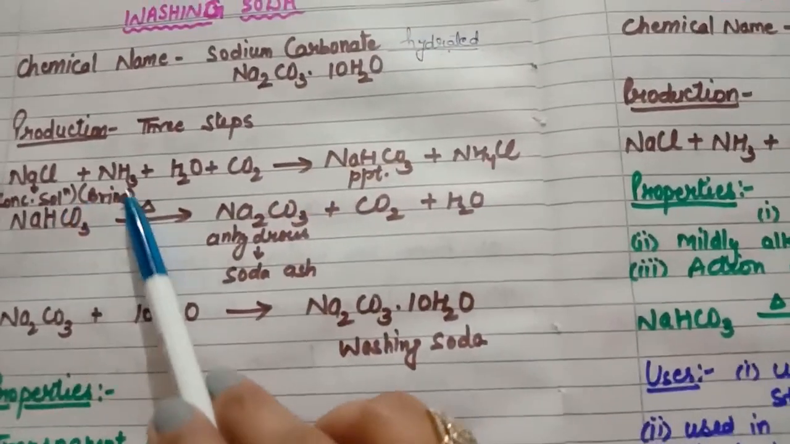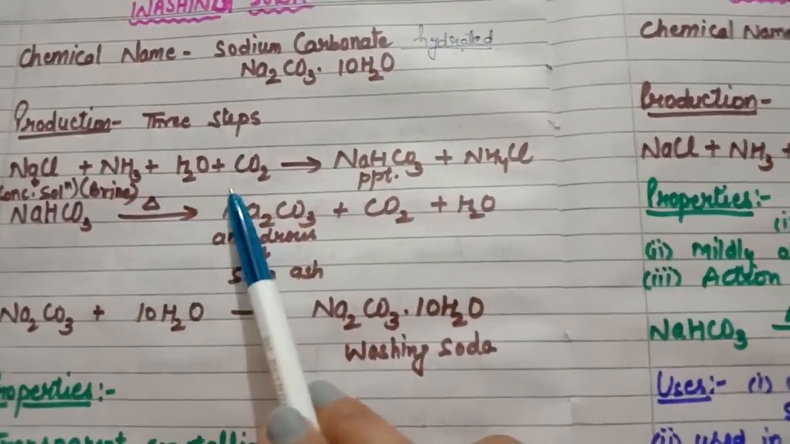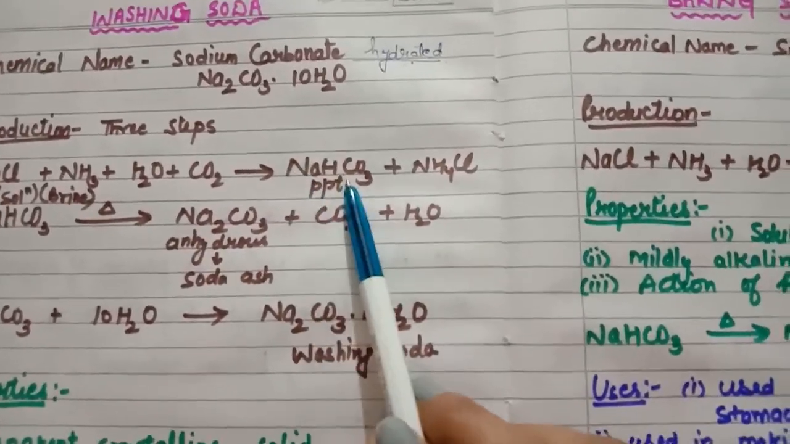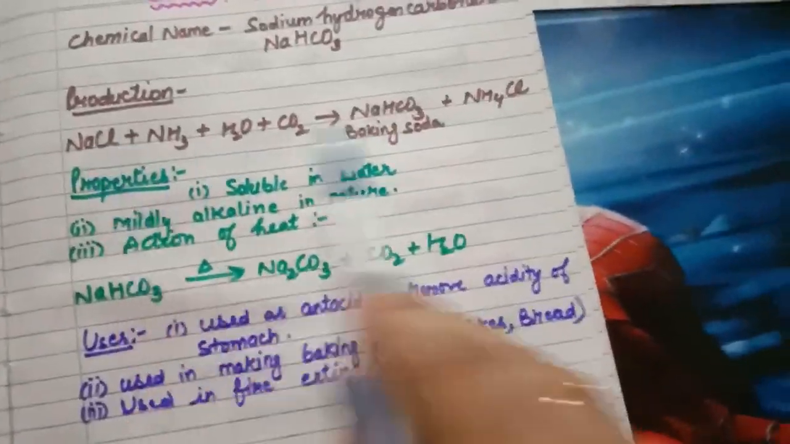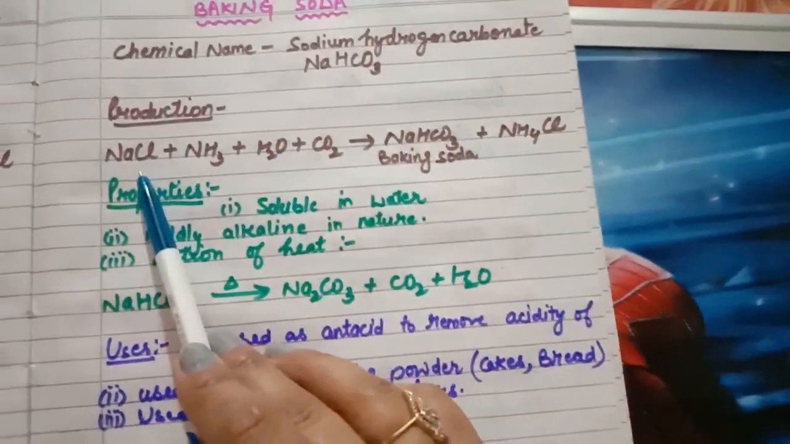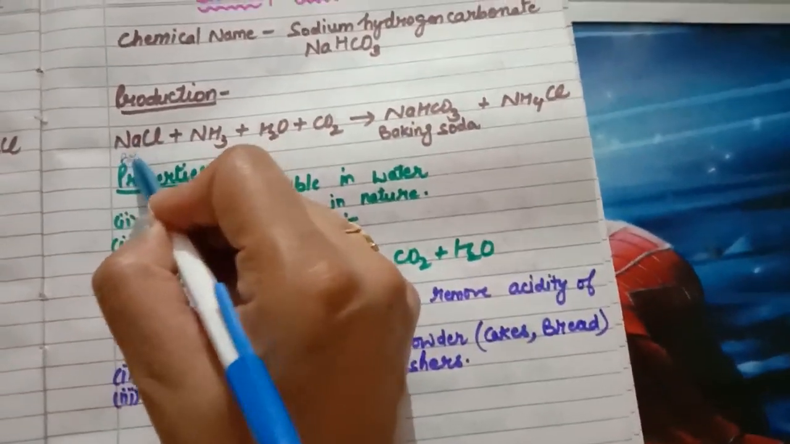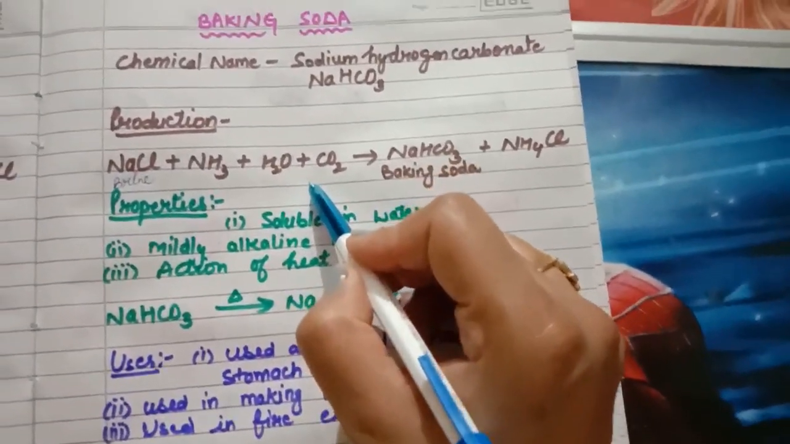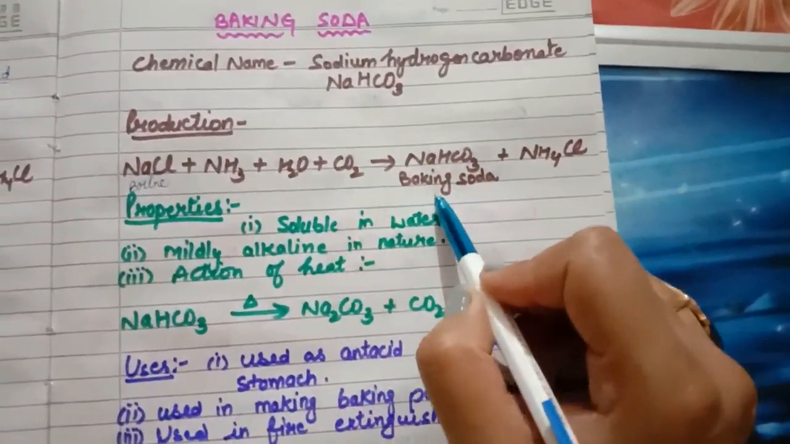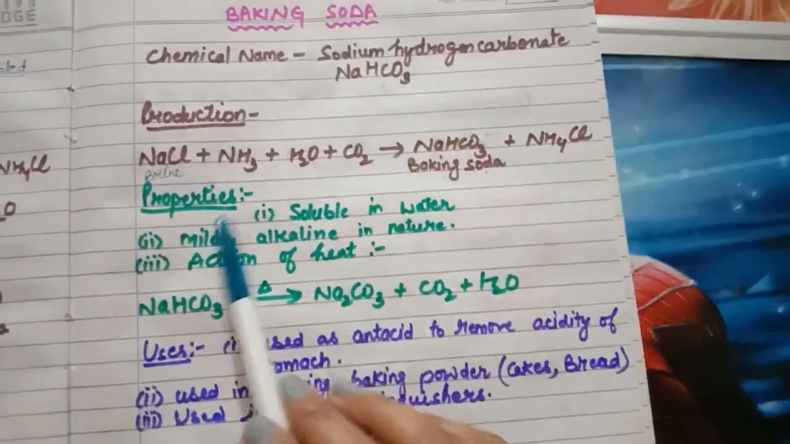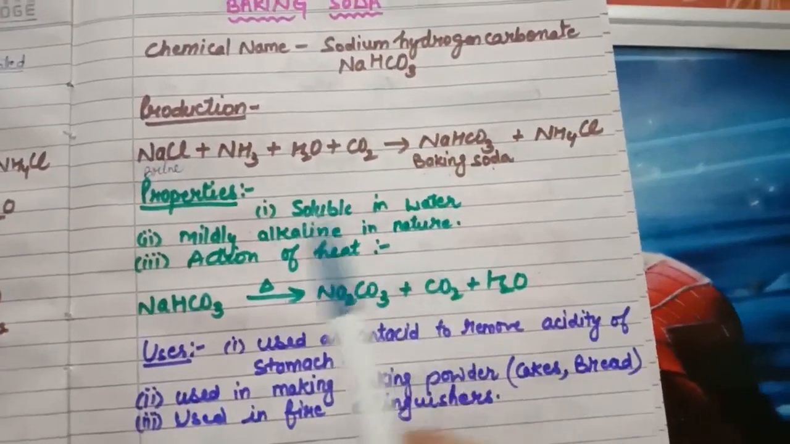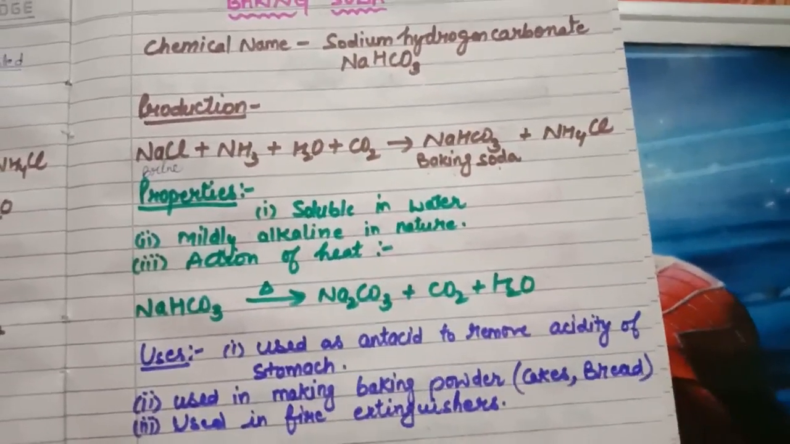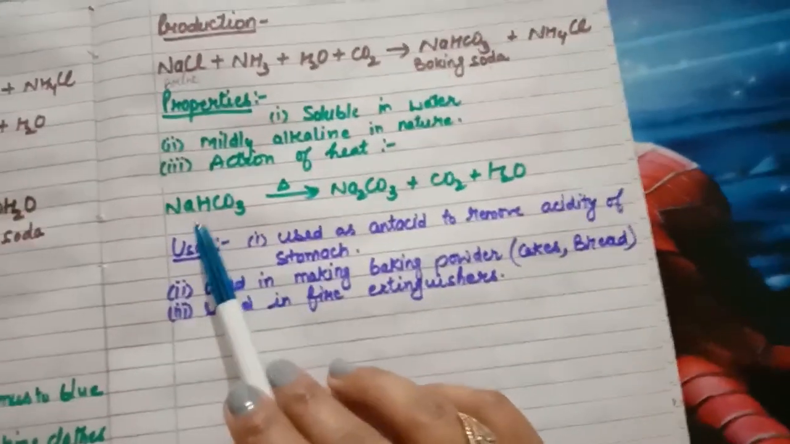That is, brine solution is reacted with ammonia and water and carbon dioxide to produce the white precipitates of baking soda. So this is the same reaction. That is NaCl, a brine solution, reacts with ammonia, water and carbon dioxide so as to produce baking soda. Its properties: it is soluble in water, it is mildly alkaline in nature, meaning its basic nature is very less.